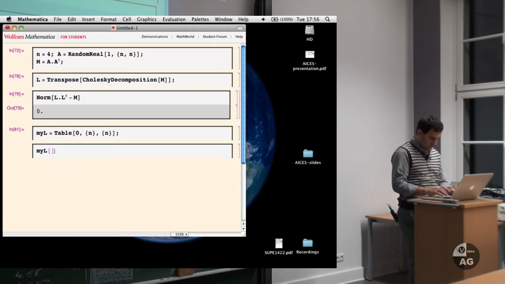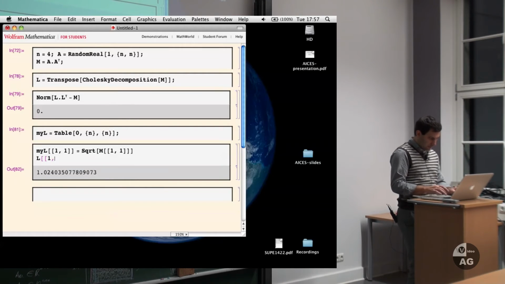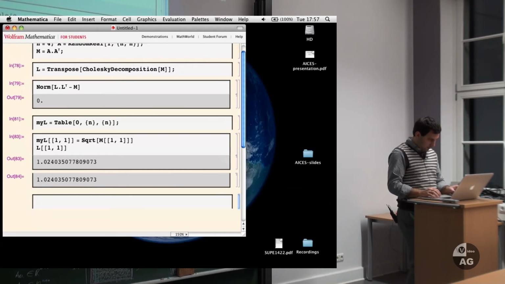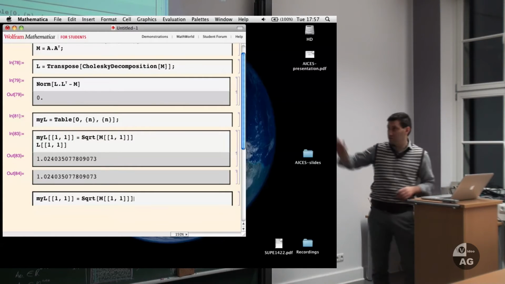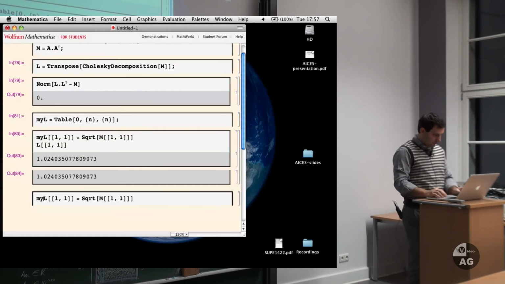My L 1, 1. By now we know this is the square root of M 1, 1. L 1. Let's put them together. L 1, 1. Okay, so we have computed the right quantity. Now what do we want to do? We want to compute the first column of L.